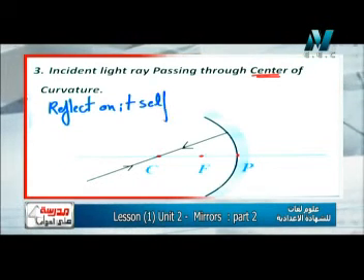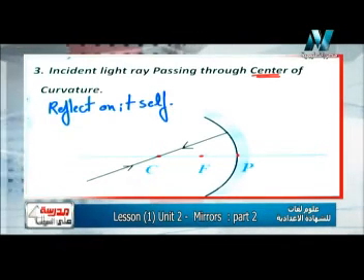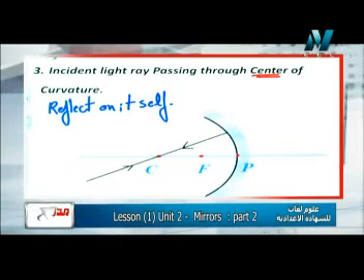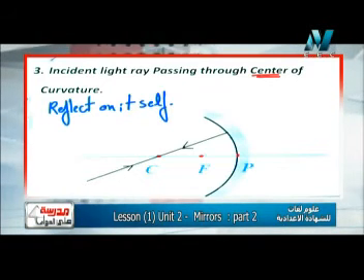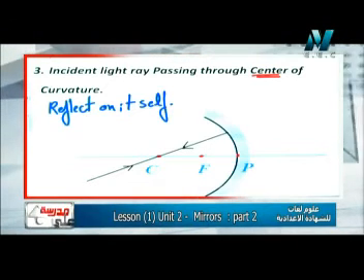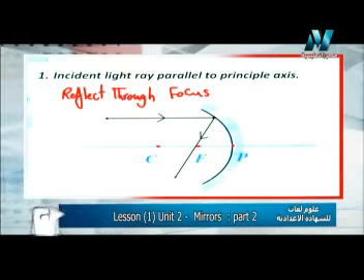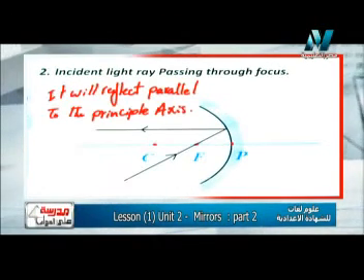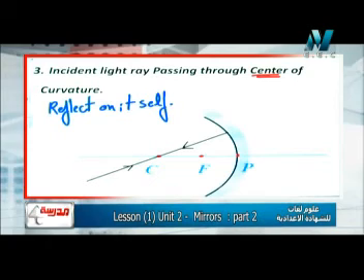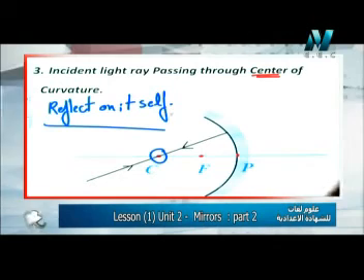So we should remember the three cases here, dear students, to mention the behavior of the light rays through the concave mirrors. Some students maybe ask me, why do we study these rules? Number 1, incident light ray parallel to the principal axis reflects through focus. Number 2, incident light ray passing through focus will reflect parallel to the principal axis. And number 3, incident light ray passing through center of curvature reflects on itself.